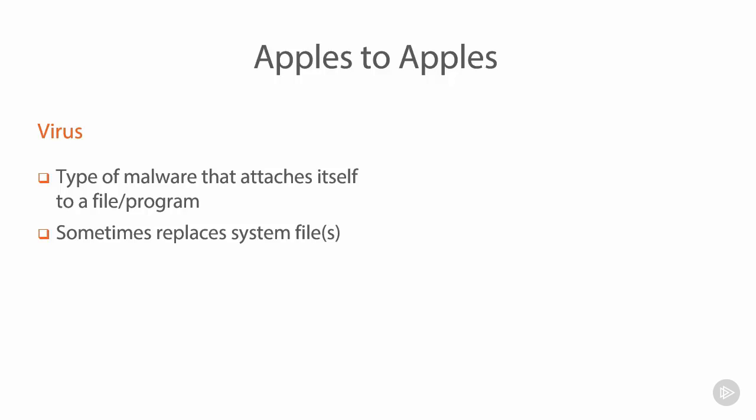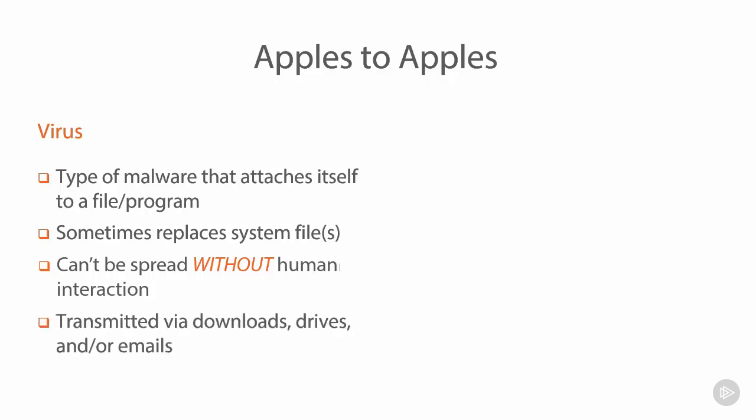Now, when it comes to a virus, one of the biggest differences between a virus and a worm is that in order to execute, it requires some type of human interaction. And isn't that the case with a real virus? You don't get sick unless you come in contact with somebody that has the virus. Well, how do we get in contact? Typically, viruses are transmitted via downloads.